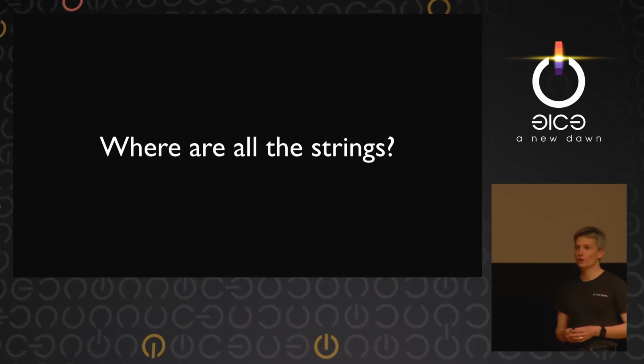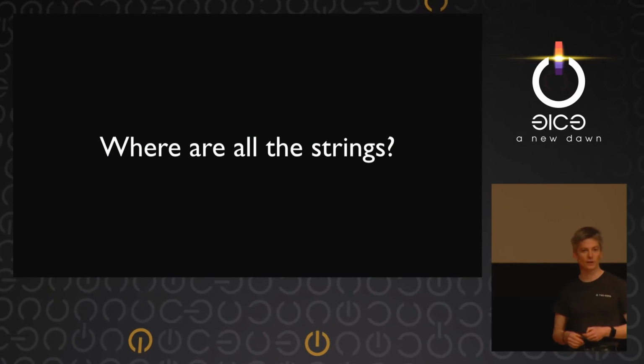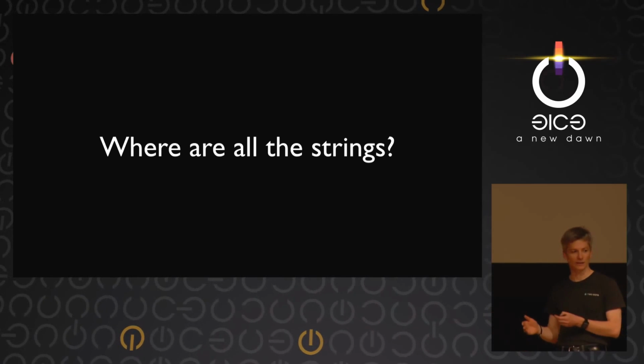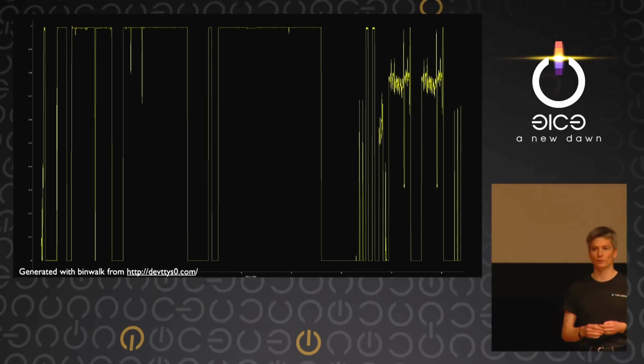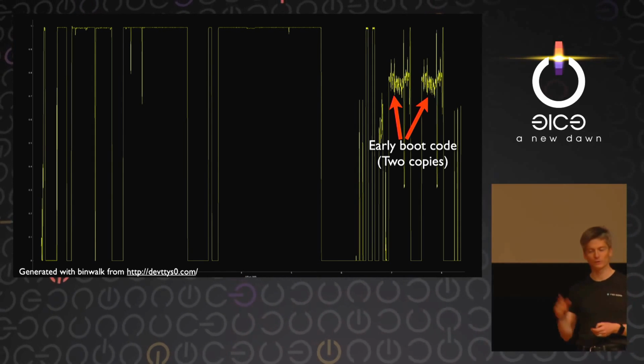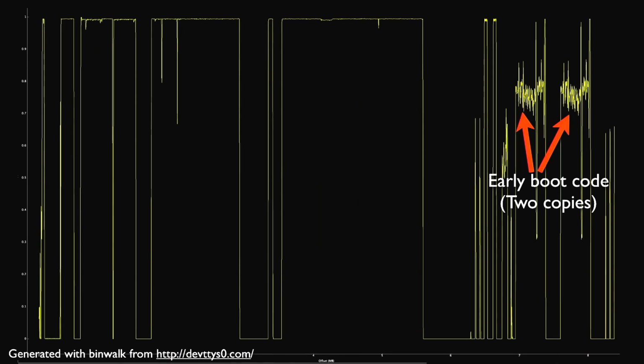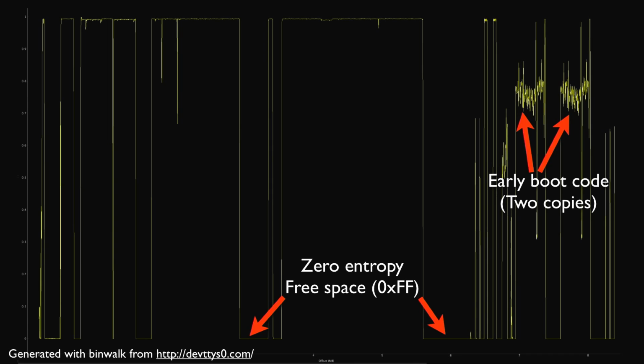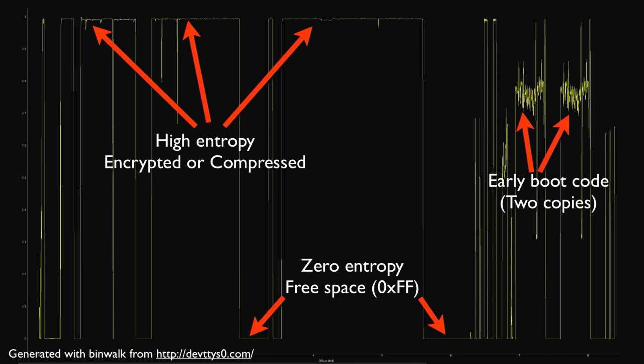Earlier, I'd mentioned that there weren't a lot of strings in the ROM image. In all 8 megabytes, very little of it had any actual human-readable strings. Most of that was up here in the early boot code, and there are 2 copies. I don't fully understand why. This is a graph of the entropy of the ROM generated with binwalk, which is a really great free software tool. The 0 entropy regions are free space. They're all Fs. And the rest of the ROM is very high entropy, which could be encrypted or compressed.